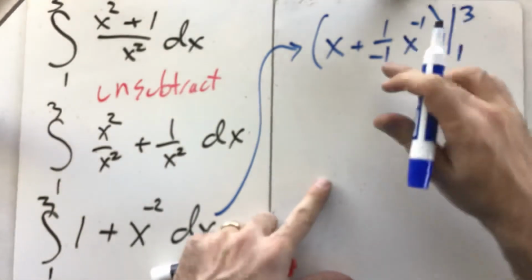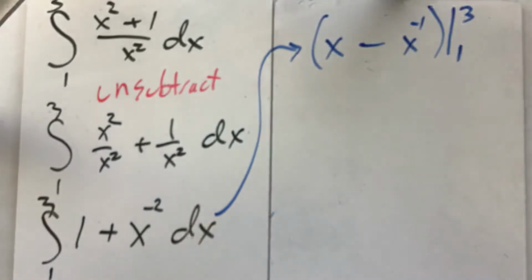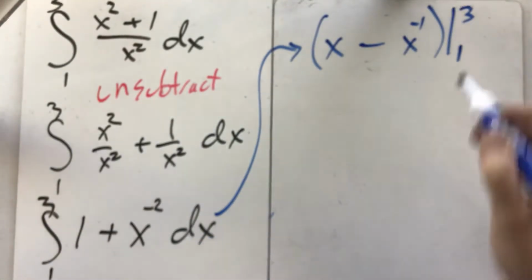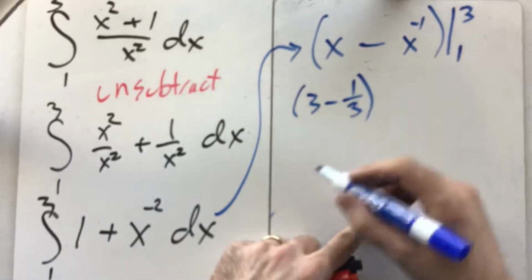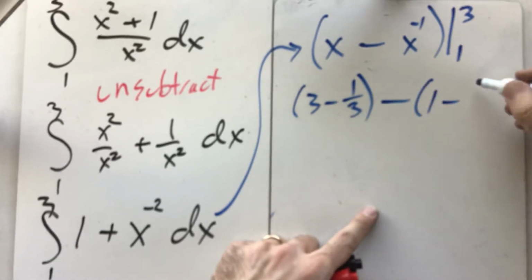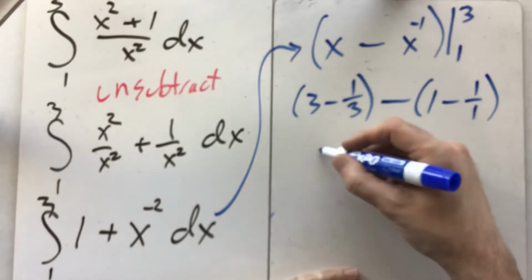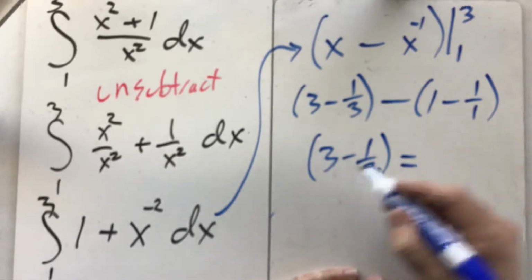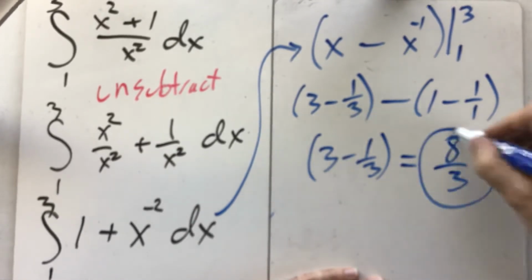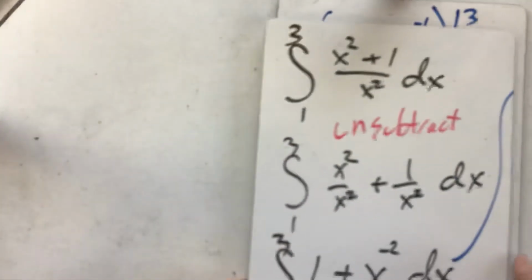Okay. Notice that I'm going to simplify it right here with my finger into just x minus x to the negative 1. When I put 3 in, I get 3 minus 1/3 minus 1 minus 1 over 1. This becomes 0, so it looks like 3 minus 1/3 is my answer, and that happens to be 8/3 is what we get. Okay. So we've kind of learned how to work these out. Hopefully these calculations are making a little bit of sense.